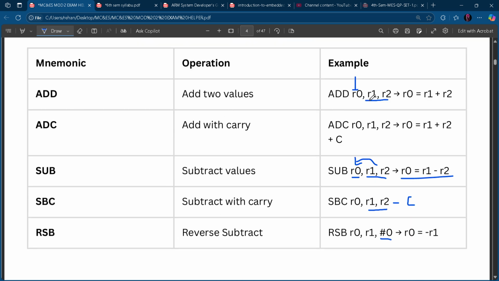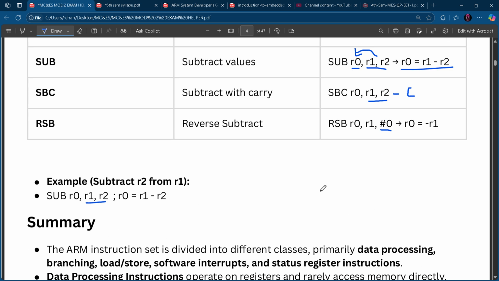Addition: it just adds these two values. Addition with carry adds these two values with a carry. Subtraction is R1 minus R2. Subtraction with carry is R1 minus R2 minus C. Reverse subtraction is nothing but, see here, this is R1 minus R2; reverse subtraction, R2 minus R1 will happen. Here at this specific place, it's like hash 0, so it's nothing but 0 minus R1. R0 is equal to 0 minus R1. So 0 is nothing, right? So it's basically minus R1 itself. Understood? Then you also have reverse subtract with carry, so you will have minus C for reverse subtract.